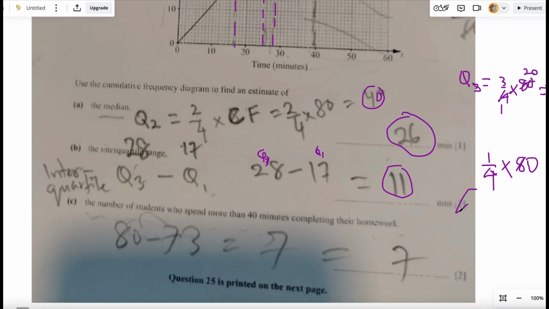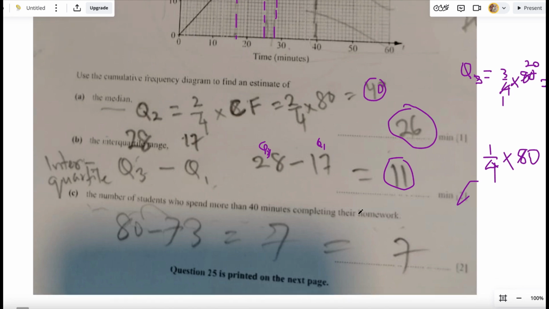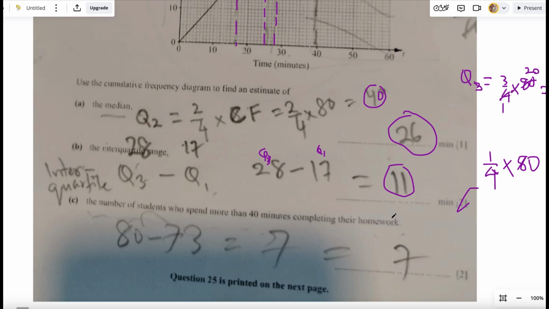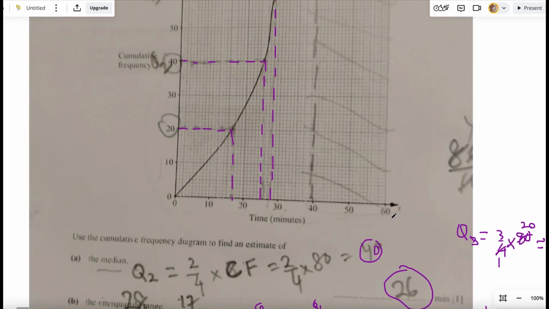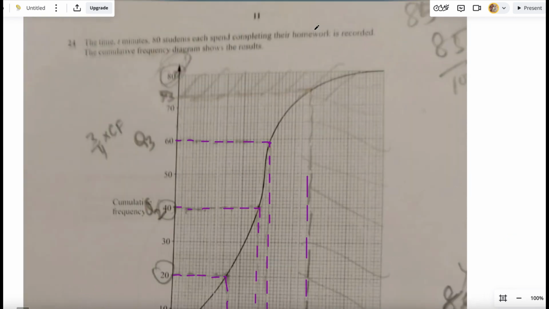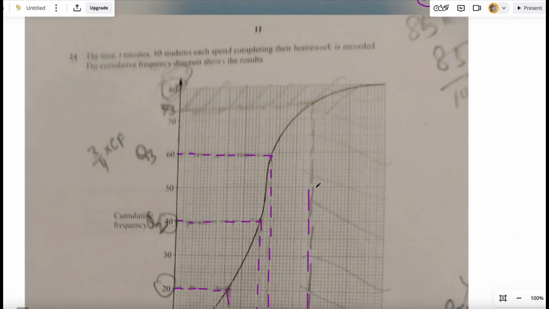Now we go to the next one, the last but not the least: the number of students who spend more than 40 minutes completing their homework. The minutes axis is the horizontal axis. 40 minutes is this way, and more than 40 is from here to the end. So the number of students who spend more than 40 minutes are all the students beyond 40 minutes.